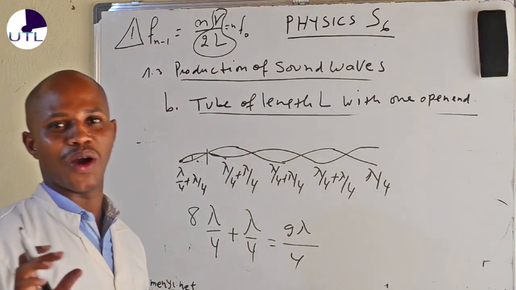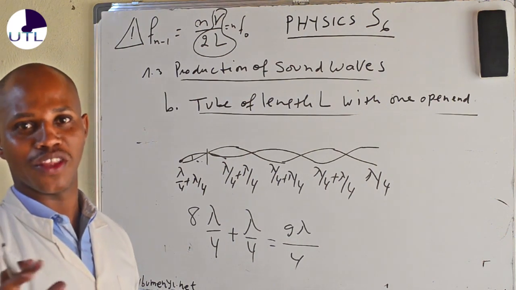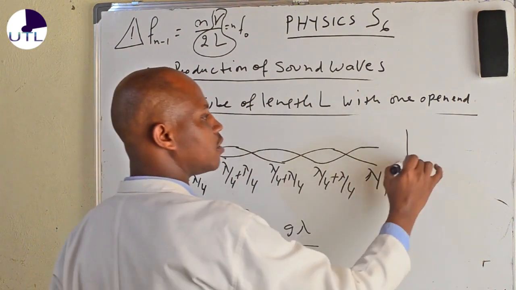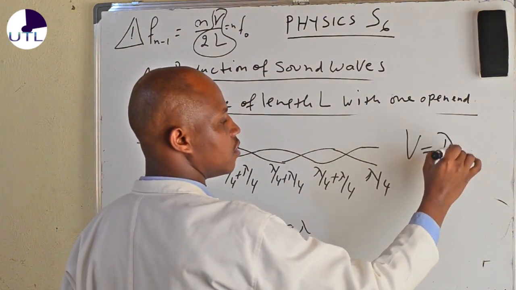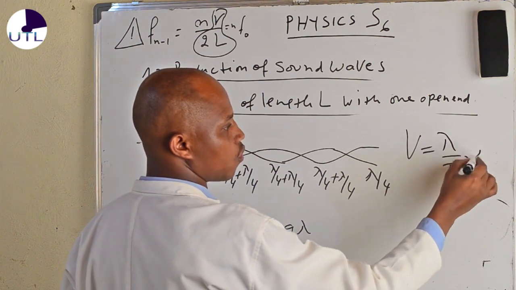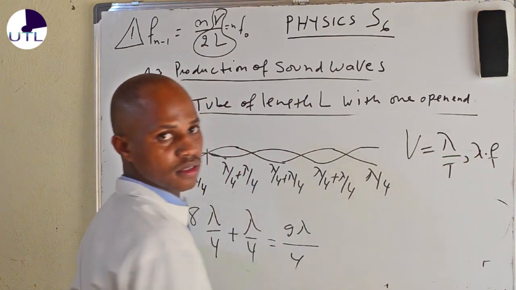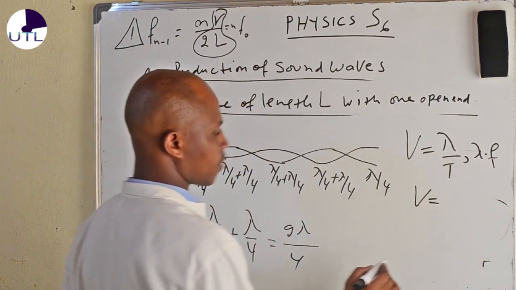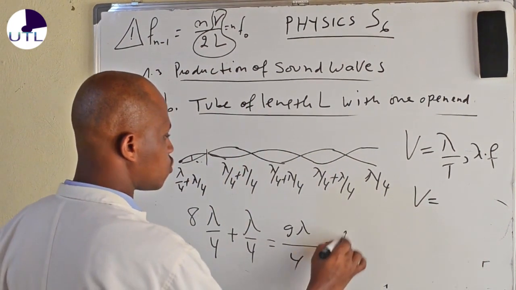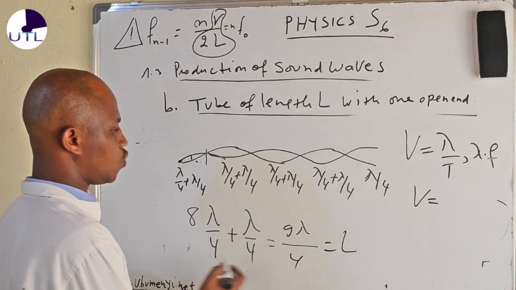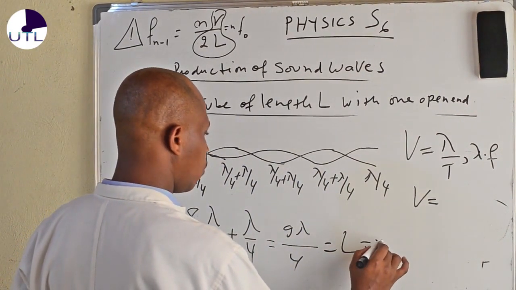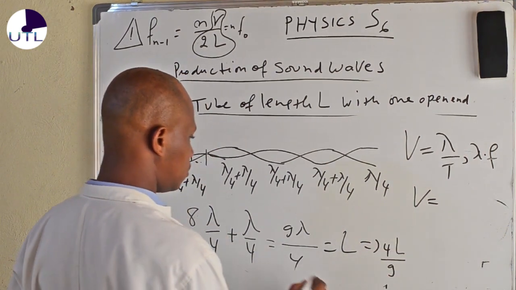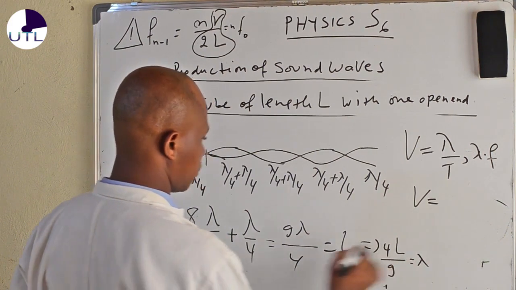Don't you see that now we are going to find the speed? We are going to find the frequency. It's very easy, the same formula. We have the speed equal to wavelength divided by the period, or wavelength times the frequency. Okay? Now if this speed V is equal to wavelength, and remember this will be equal to L for this pipe, to mean 4 times length divided by 9 is equal to the wavelength.